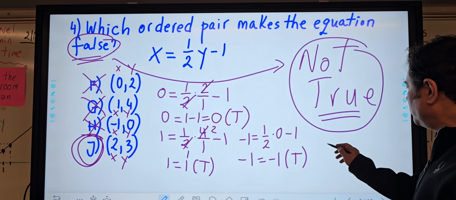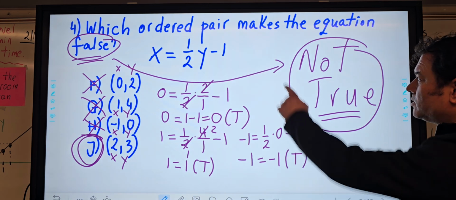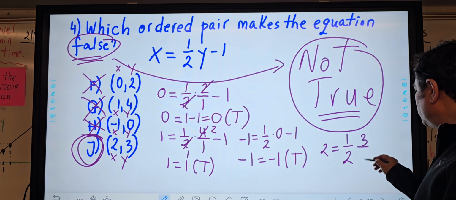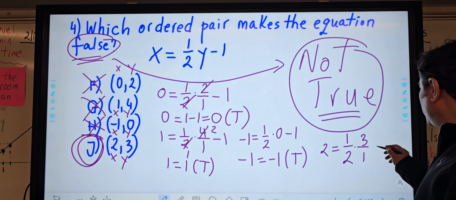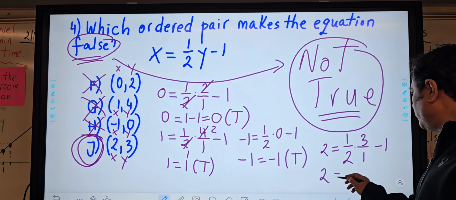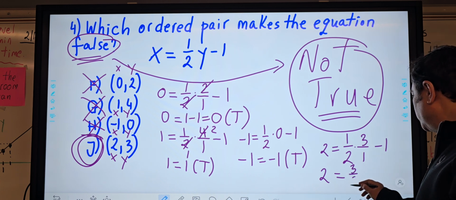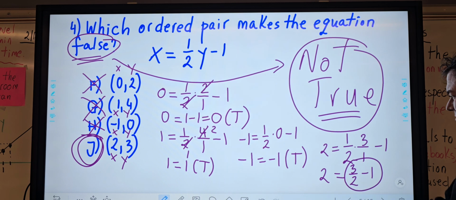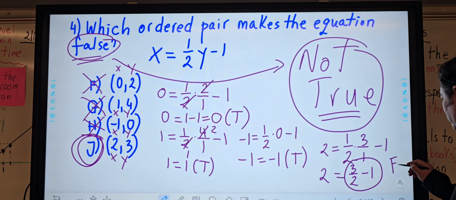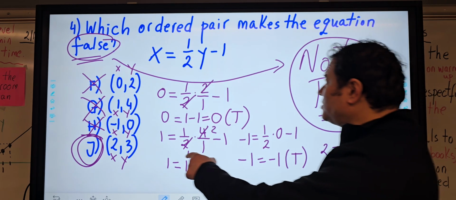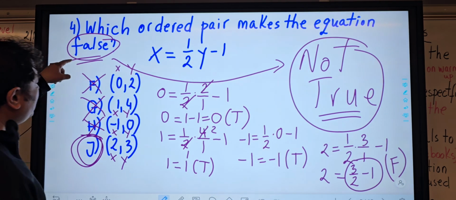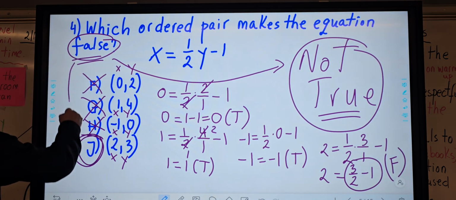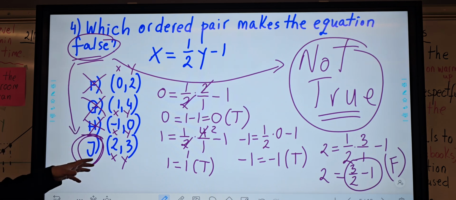We believe so, but let's try, because all the other ones did not work. So instead of x, we put 2, so we have 2 equals 1 over 2 times y, which is 3. Make this 3 over 1, and minus 1. So we have 2 equals, this becomes 3 over 2 minus 1. And 3 over 2 minus 1 is not going to be 2. Okay, so this is false, right? So actually the answer is J, because we are looking for the false: which ordered pair makes the equation false. So J is the one that makes the equation false.